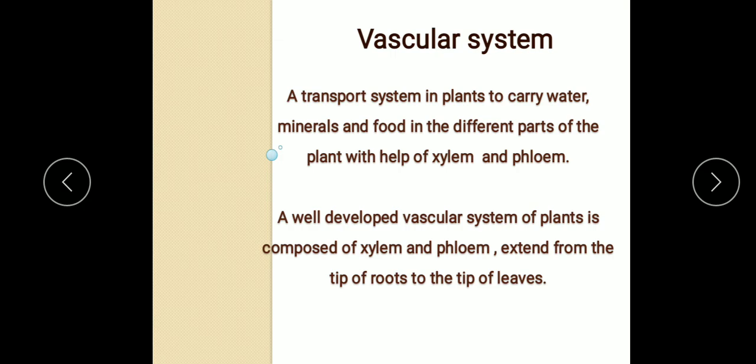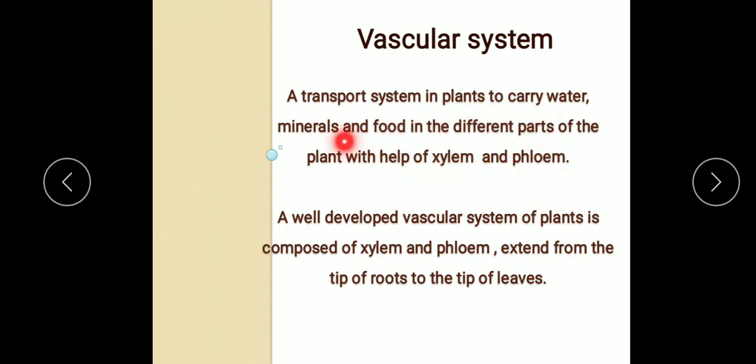Plants like pine, coconut, neem, rose and grass have an elaborate transport system that carries water, minerals and food. The transport system of these and similar higher plants is known as the vascular system. So we'll discuss the vascular system. What is the vascular system? A transport system in plants to carry water, minerals and food to the different parts of the plant with the help of xylem and phloem.